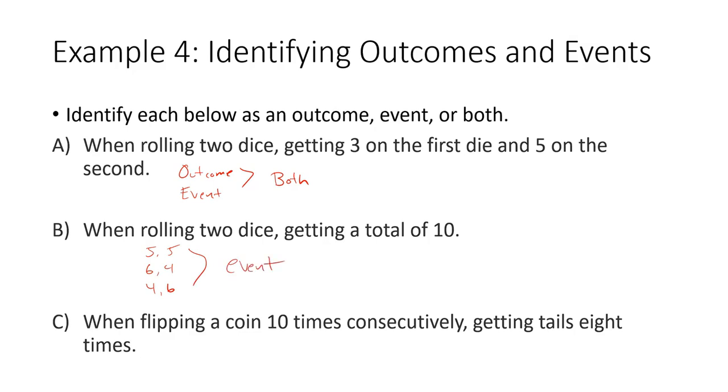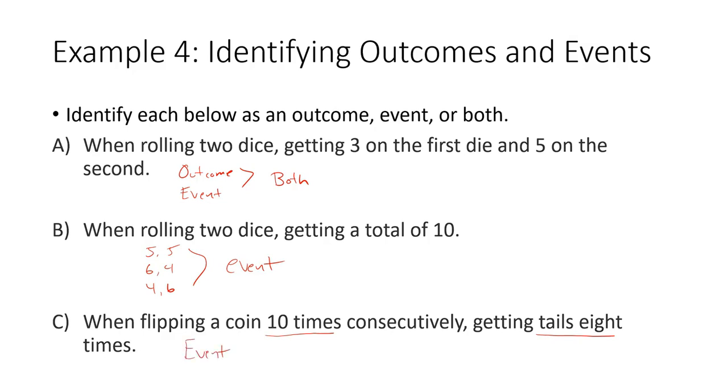because it encompasses more than one outcome. The same goes for when flipping a coin 10 times consecutively. There are numerous ways to get tails 8 times out of the 10. We could get tails the first 8 times, we could get heads and then 8 tails, and so on. There's numerous different ways, so this would still be an event, encompassing numerous outcomes.